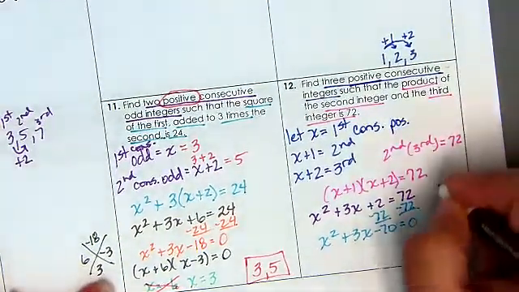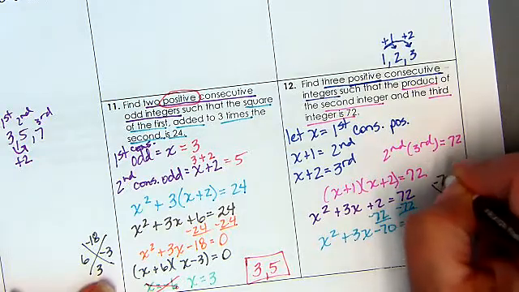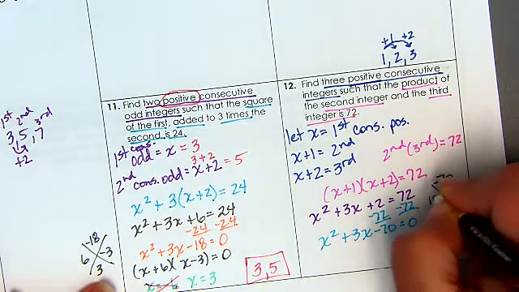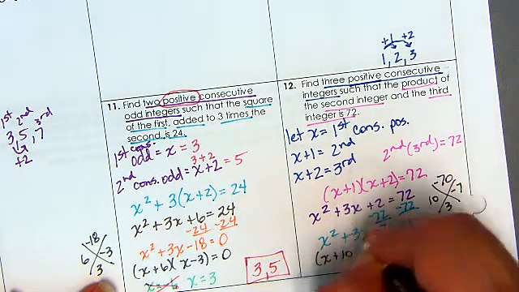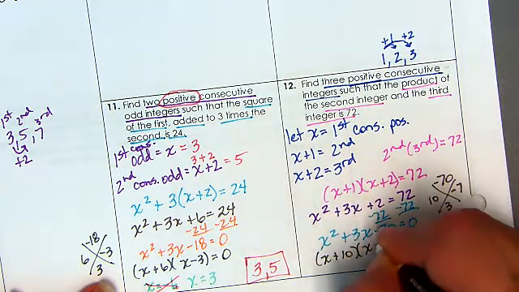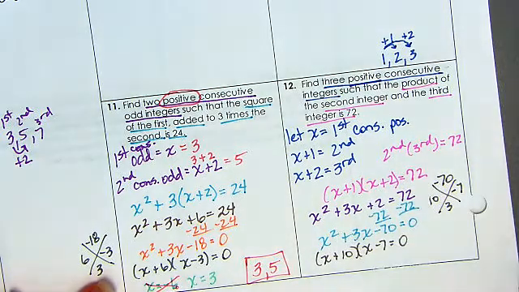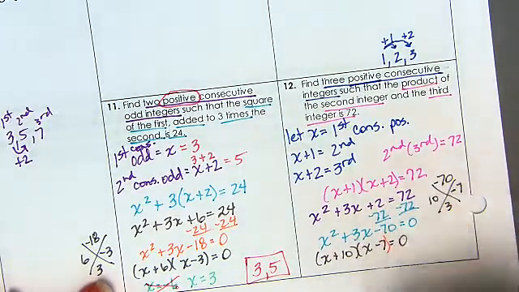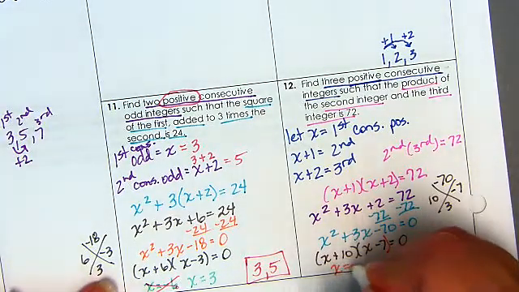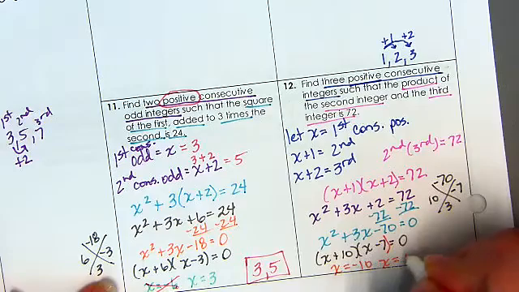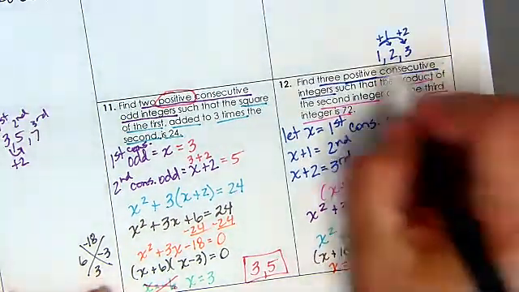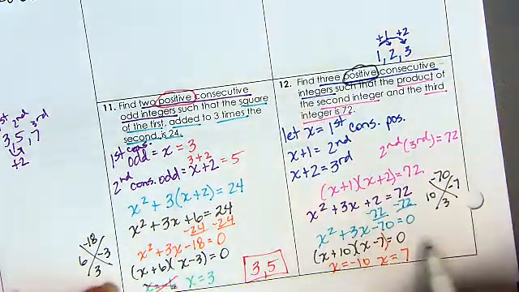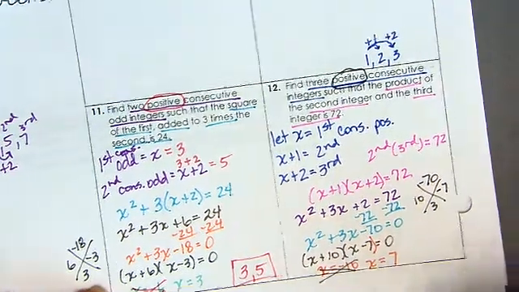Now we factor. I have negative 70 and 3, so that's going to be 10 and negative 7. So I'm going to have x plus 10 times x minus 7 equals 0. So we end up with x equals negative 10 and x equals positive 7. We're back to that same thing. It says positive. So therefore, negative 10 is out.